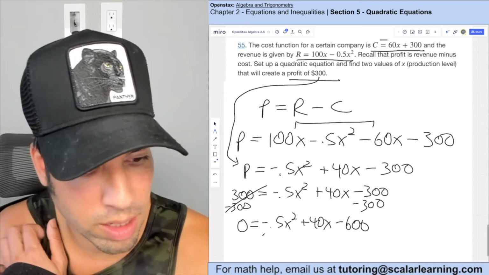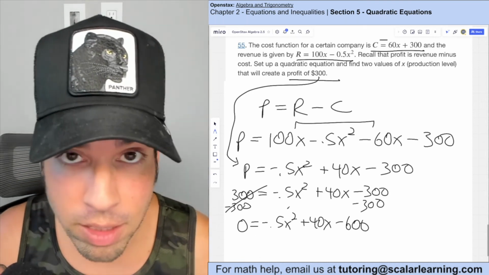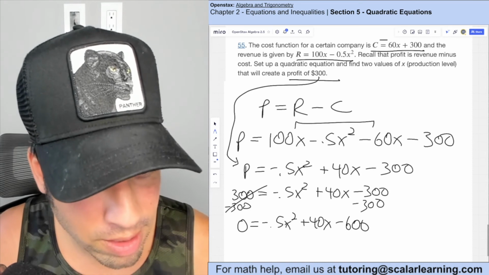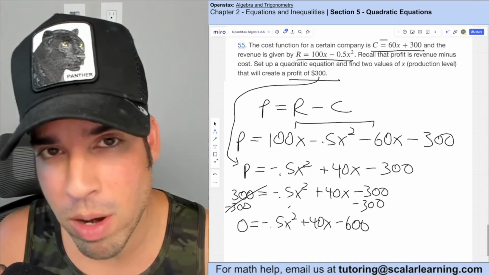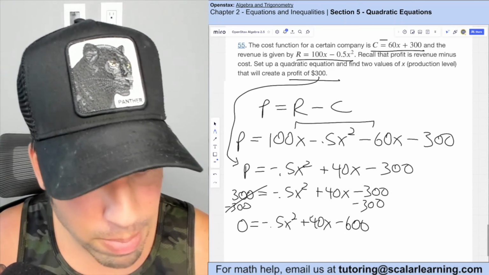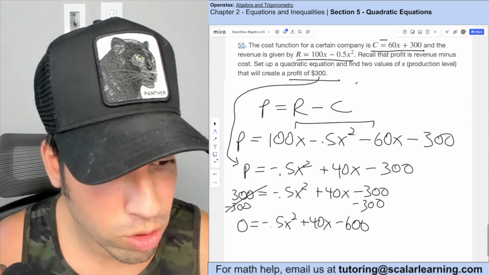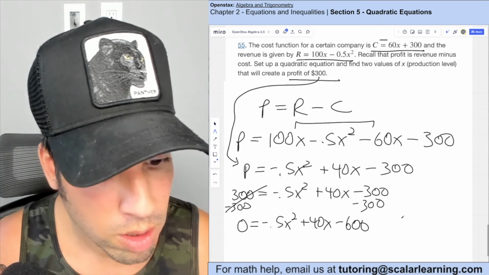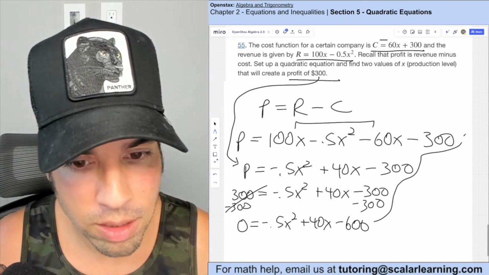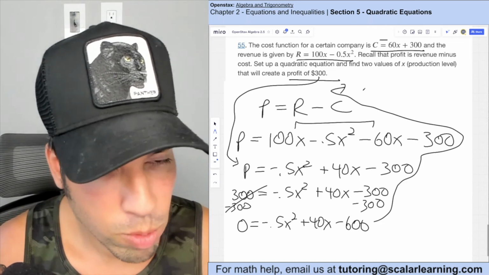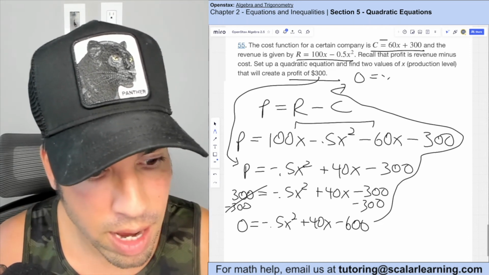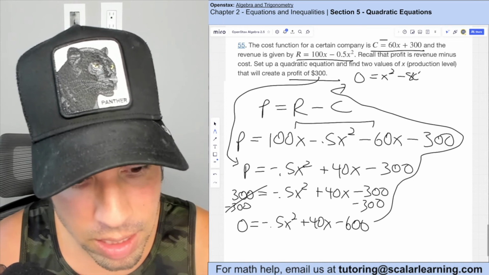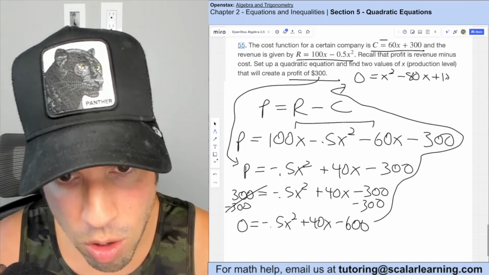This is what we want, set equal to 0. Now I'm going to try to factor this, but I don't like this negative 0.5x squared here. I can remedy that by multiplying everything by negative 2. I'm going to do it up here so I have more room. So multiply everything by negative 2, and I get x squared minus 80x plus 1200.